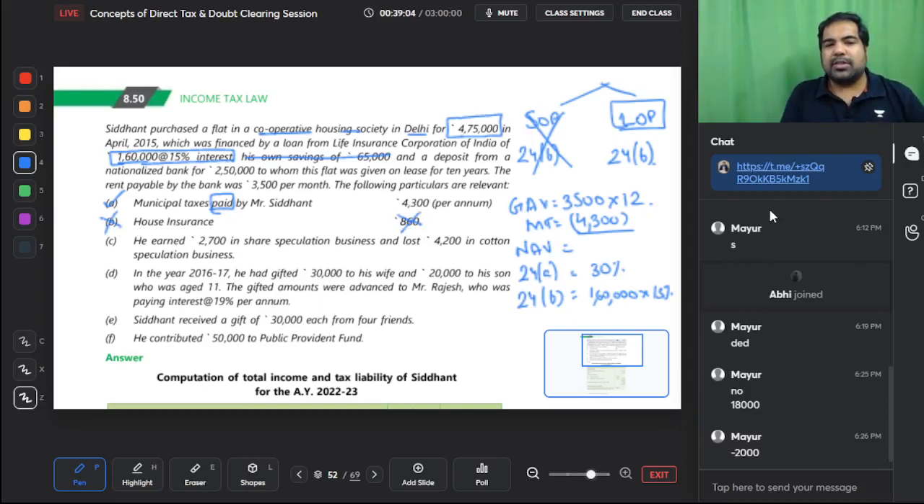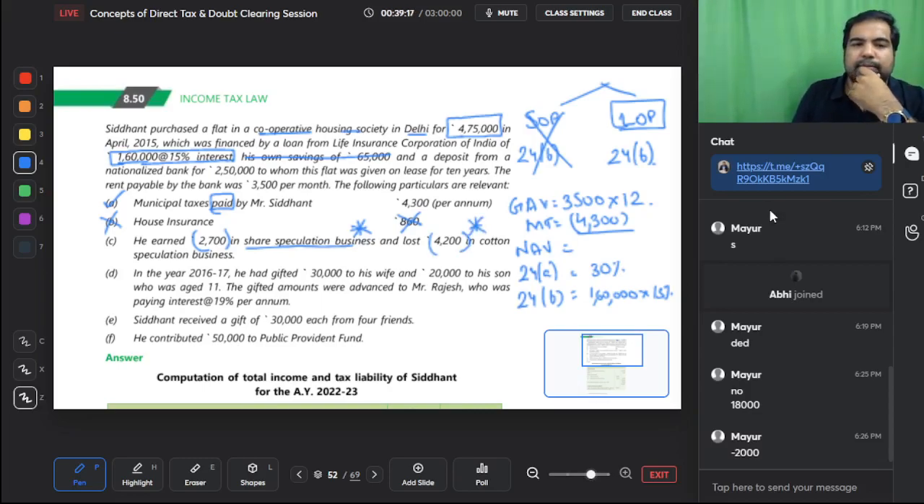He earned 2,700 in share speculation business as a loss of speculation, which is a unique loss, so it will be carried forward, and 4,200 in cotton speculation, again a unique loss, which will be carried forward. So these will just be a working note because of this carry forward.